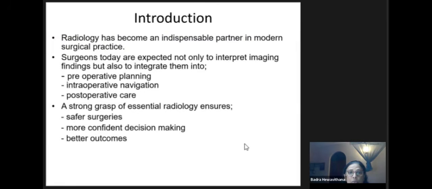So for you all to absorb it, you need to know how to, to some extent, interpret imaging findings, but also to integrate them, so you utilize them in preoperative planning, intraoperative navigation, as well as postoperative care. So at all stages of your day-to-day practice. A strong grasp of essential radiology ensures safer surgeries and more confident decision making, and after all, better outcomes for the person who is receiving it, that is the patient.